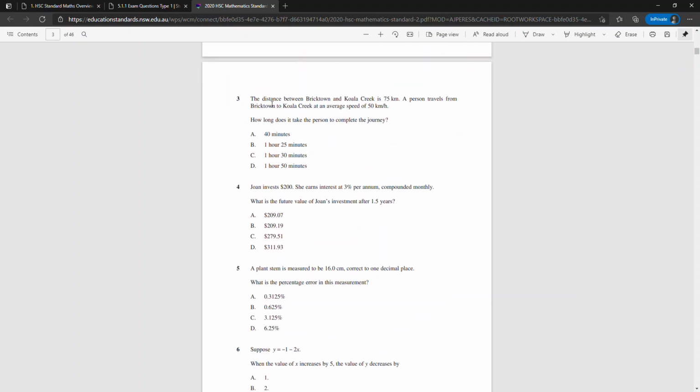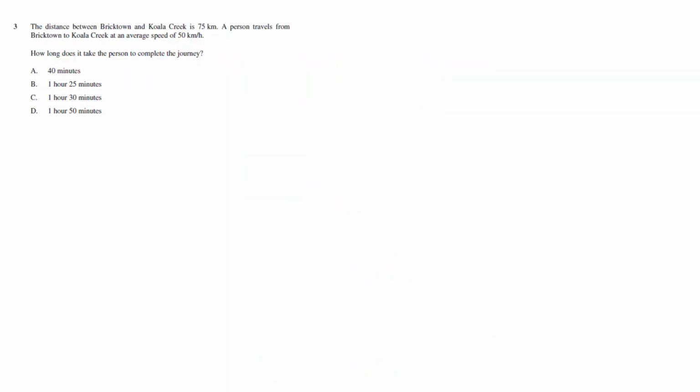The question is saying that the distance between the two towns, Bricktown and Koala Creek, is 75 kilometers. A person is traveling between the two towns at an average speed of 50 kilometers an hour. How long would it take to complete the journey? Okay, so let's take it out.